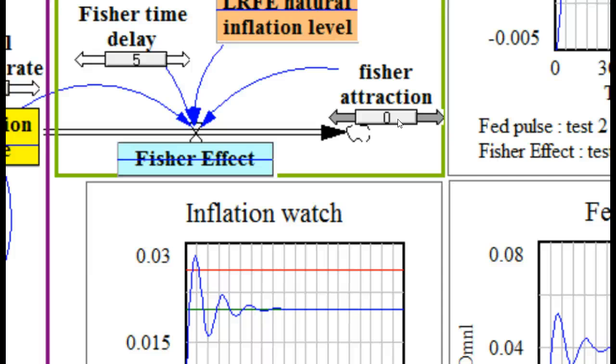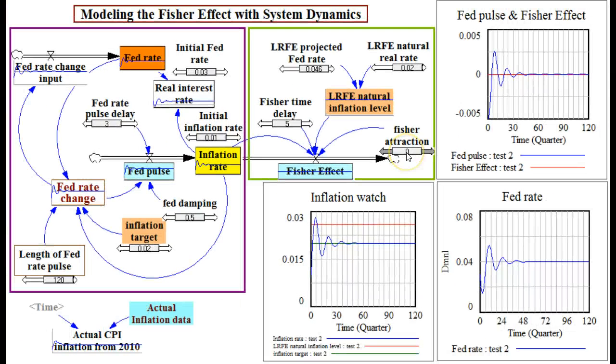So as I increase this, there's a power to try and move that inflation upwards towards the red line. Now what would you think would happen if the Fisher effect is in place? What would happen is that inflation, there's this built-up, pent-up energy from the Fisher attraction trying to move inflation upwards. So what do you see happen?